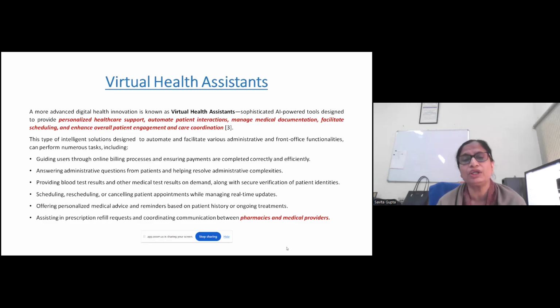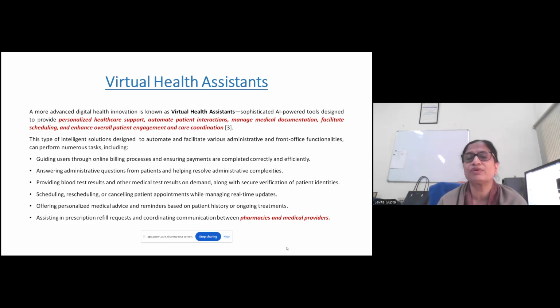They are advanced, sophisticated AI-powered tools designed to provide personalized healthcare support, automate patient interactions, manage medical documentation, facilitate scheduling, and enhance overall patient engagement and care coordination. These intelligent solutions are designed to automate and facilitate various administrative functionalities. Let us see what virtual health assistants can do. They are doing wonderful things by integrating EHR data in making decisions. They are multilingual. They can guide users through online billing processes, ensuring payments are completed correctly and efficiently.